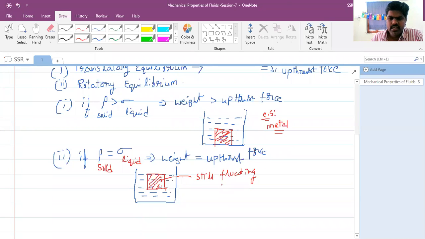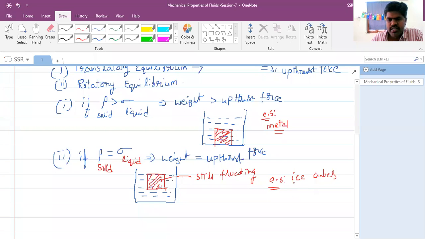Next, in the second case, it should not sink down to the bottom, but it will sink up to the surface, and just inside that surface it will float. The example is where the density of water is equal to the density of the solid. The best example is ice cubes. You can observe ice cubes: they will float, but they will not sink to the bottom of the container. That means if you take ice cubes and keep them inside the water, the ice cubes will float just inside the water.